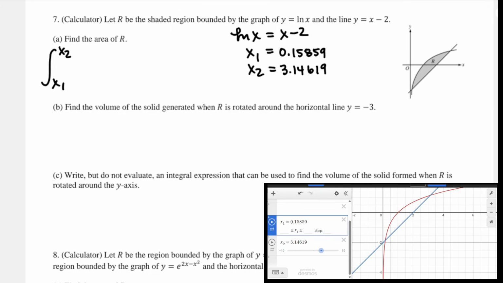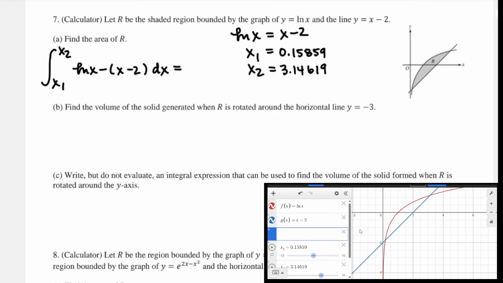Top minus bottom would be the curve minus the line, and as long as we're careful with parentheses, I don't think we need to define these as f of x and g of x, because there's only 3 parts, and in part C we're rotating around the vertical axis, so we'll need to solve back for x anyway. I'm just going to say it like this. Since over here I'd called red f of x and blue g of x, I don't have to worry about the parentheses. Integral from x1 up to x2 of top minus bottom, red minus blue dx, and I get 1.949.